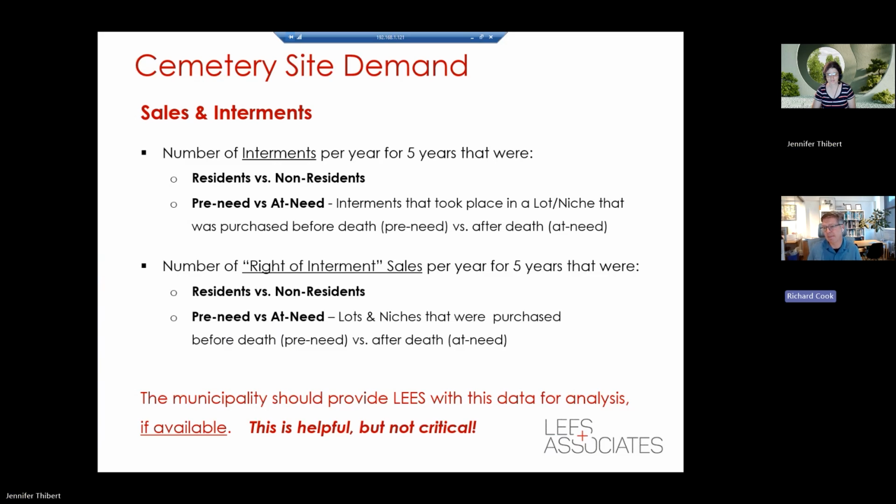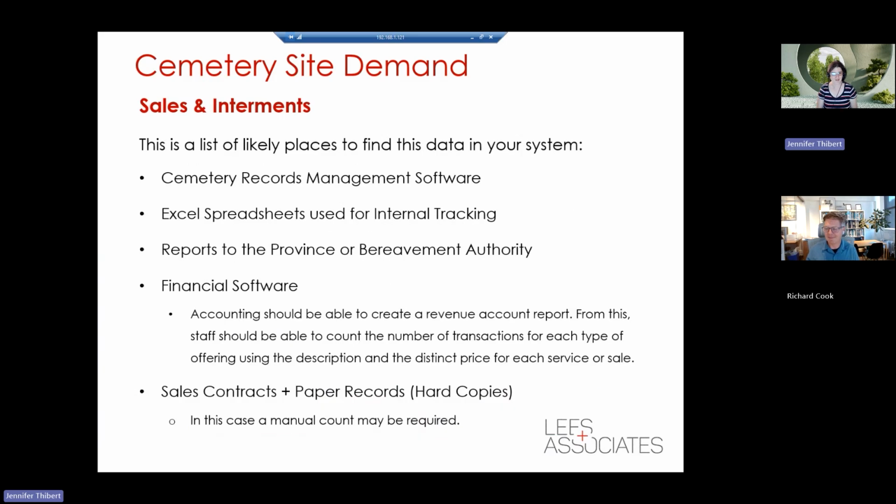Yes, and as soon as I finish the final item here, I'm just about to talk about the sources of where you can get this information, where you should be looking. So, in fact, that's the very next slide. So here we go. Where can you find this data?